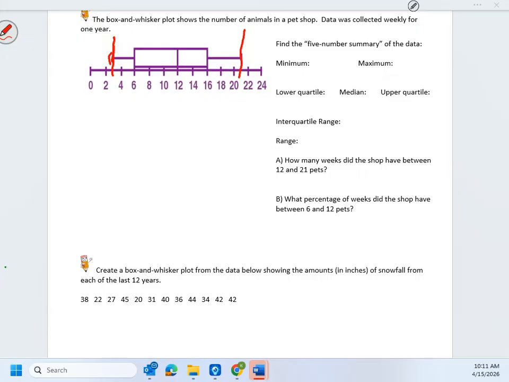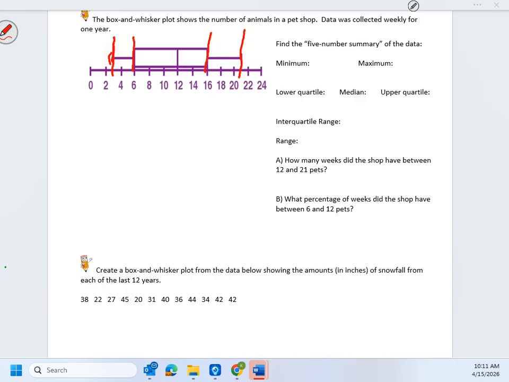So when we talk about the quartiles, we're talking about our box. The lower quartile is on the left side of the box, the upper quartile on the right side of the box. So that interquartile range is our box. Lower quartile on the left, upper quartile on the right.